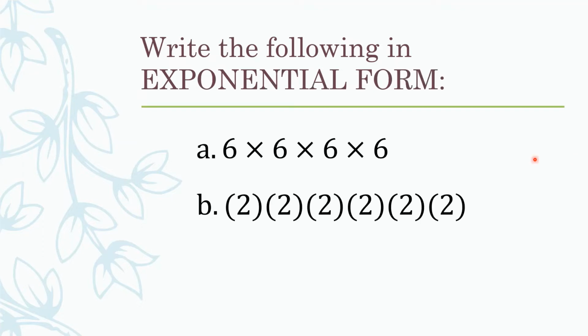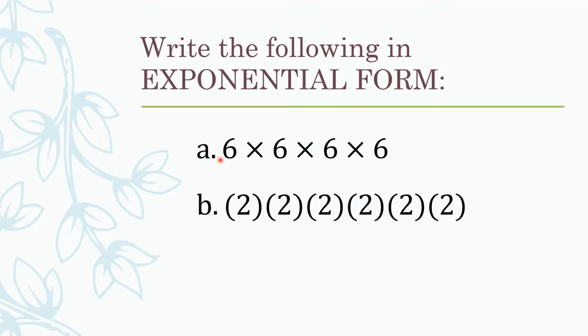Other examples. Write the following in exponential form. Letter A, 6 times 6 times 6 times 6. Letter B, 2 times 2 times 2 times 2 times 2 times 2. So ang trick dito, bibilangin mo lang kung ilan yung mga number na minumultiply with each other.